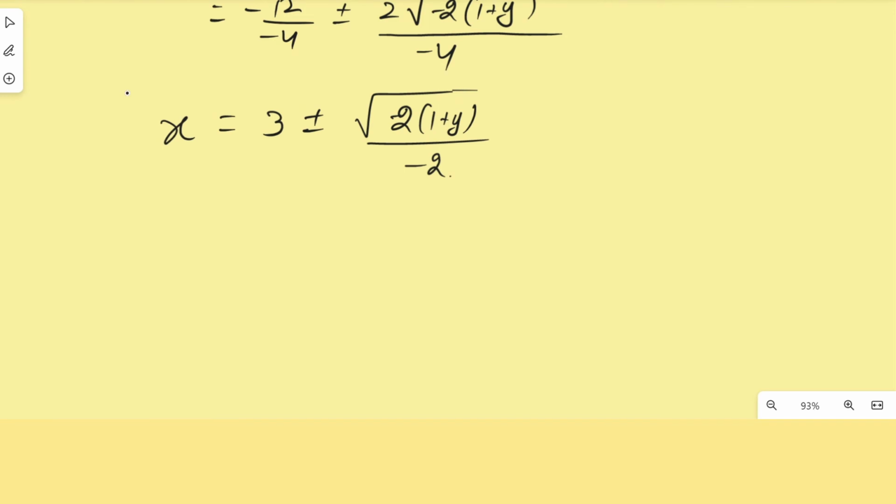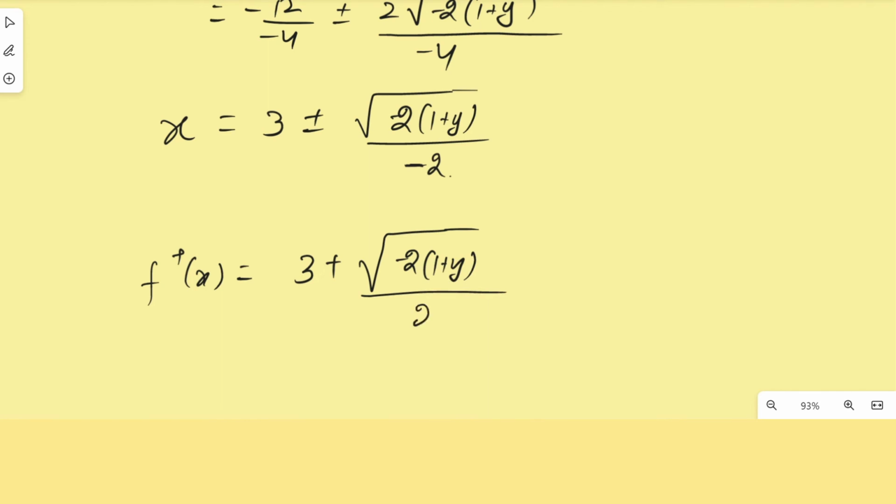So we know that we can interchange the variables x and y here and write this in terms of y equal to something also. So the inverse of the function is, so this will be 3 plus, when you take plus you will get minus, when you take negative you will get plus because of this negative also. So we can write 3 plus square root of negative 2 times 1 plus y over 2, and when you take the positive sign this will become negative because of this negative, so we'll get 3 minus square root of negative 2 times 1 plus y over 2, right? So these are the two functions that represent the inverse of our given function.